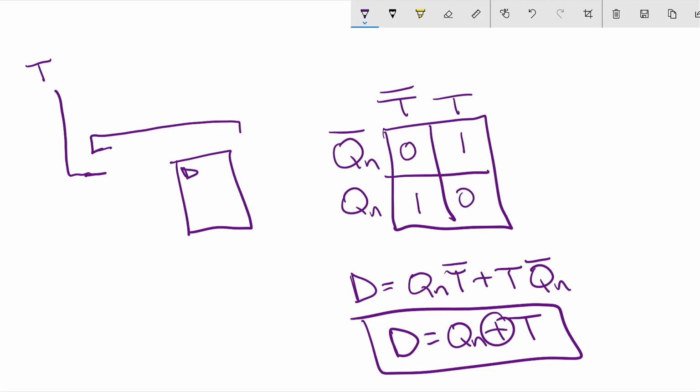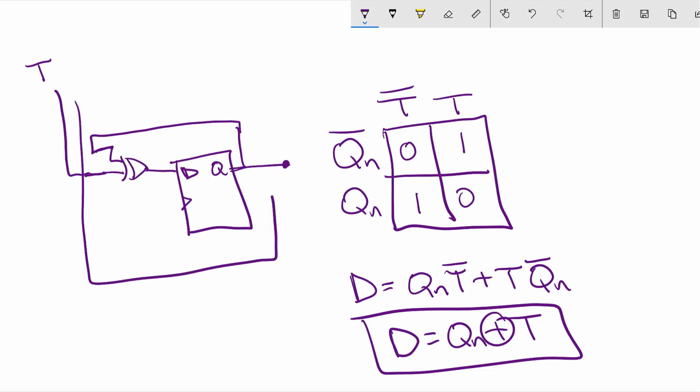D flip-flop, Q output. This input is gonna come in and there's gonna be an XOR gate going into the D, and then we can put a whole box around this. So our new input for D is going to be whatever T is, XORed with our output Q. So that's how you draw it.